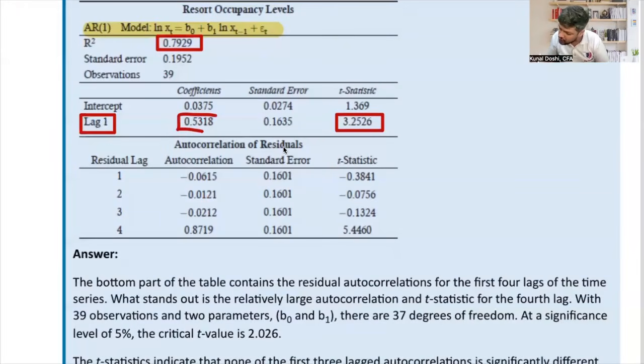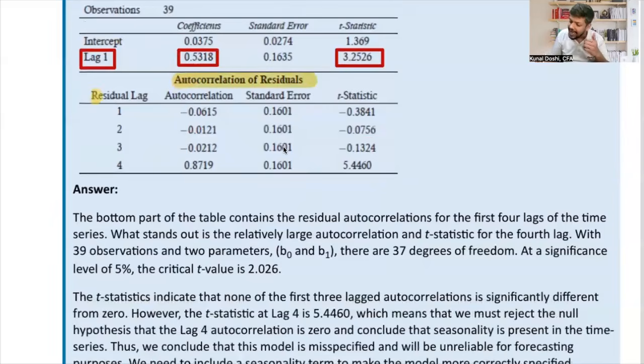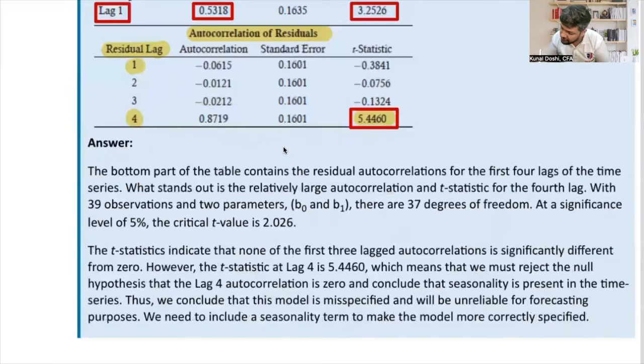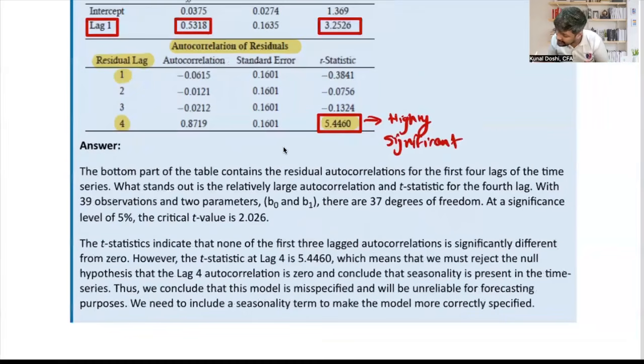Then we have the residual lags, the autocorrelation of the residuals: residual lag 1, 2, 3, and 4. You will see an outlier there. It's the fourth, which is highly significant, isn't it? So amongst the lags, lag 4 is highly significant. Now, what do I mean by this? We will have to understand this. The bottom part of the table contains the residual autocorrelations.